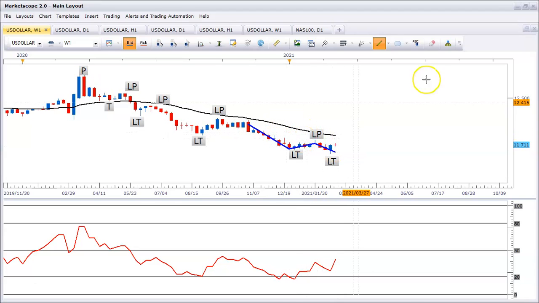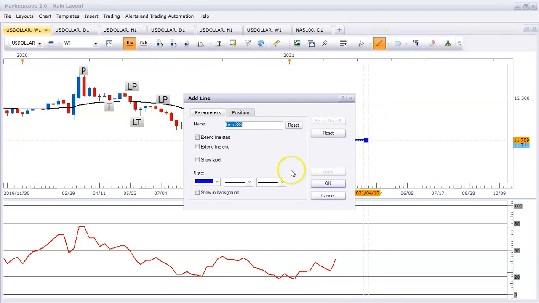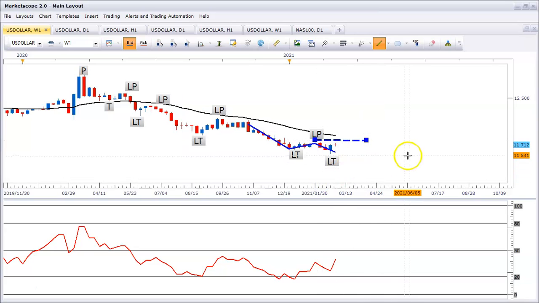The other point I want to make is that price is very close indeed to this lower peak right here. And I'll just make this into a dashed line. So if price takes out this dashed line, we don't have a lower peak anymore. That will in fact chart a higher peak. That will break the definition of downtrend.